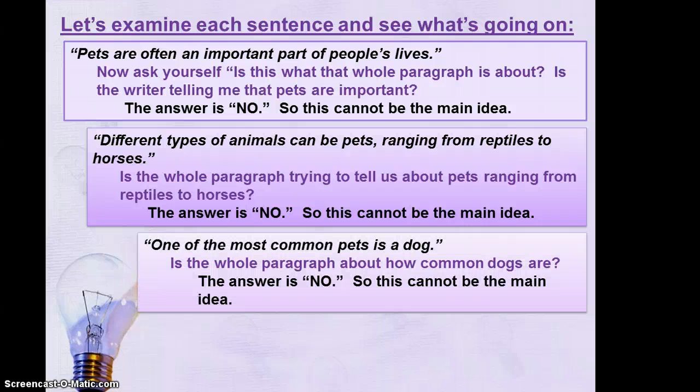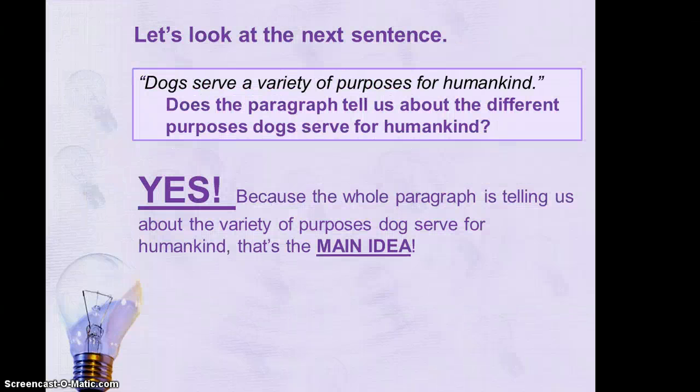The third sentence says one of the most common pets is a dog. Is the whole paragraph about how common dogs are? Does the paragraph explain to you how long dogs have been around in our history, or how many people have dogs in our country or around the world, or how many countries really even allow dogs to be pets in the household? The answer again is no, so this is not the main idea, but we're getting closer. Look at the next sentence.